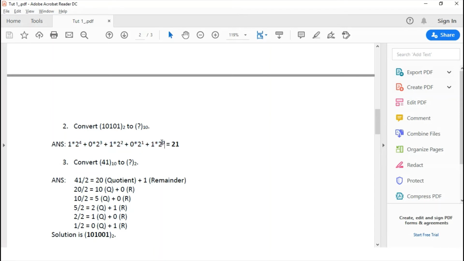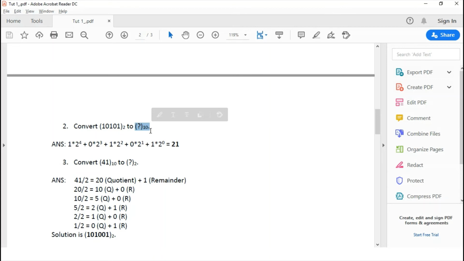So 2 to the power 0 is 1, so 1 multiplied by 1 is 1, then 0 multiplied by anything is 0. 2 to the power 2 is 4, multiplied by 1 is 4, so this means 4 plus 0 plus 1, so ultimately 5. This one is also 0, so 5 plus 2 to the power 4, which is 16. So 16 plus 5 is 21. So this is the way you can convert a number from binary to decimal.